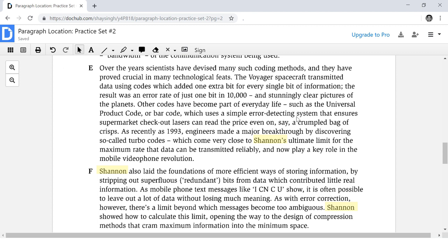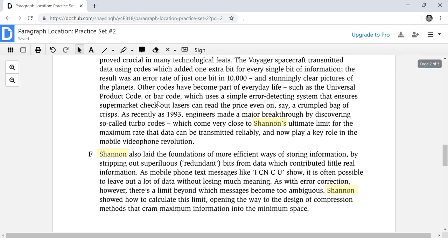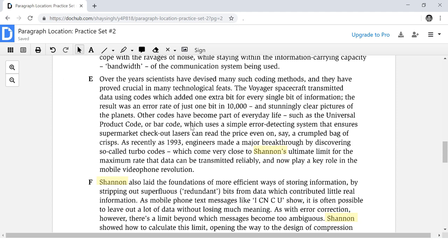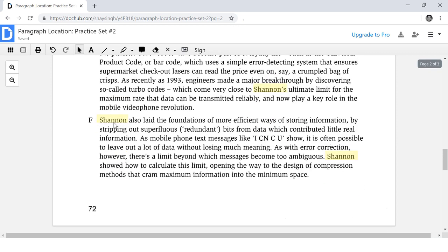Let's see. I'm not sure about this. It seems to be talking about a machine, as in it's talking about the Voyager spacecraft, and the different machinery used in the Voyager spacecraft. But let me just skip that for now. I'm going to skip E for now. I'm just going to come down to F, and then I should be able to answer this by process of elimination. Here we go. Let's scan paragraph F.